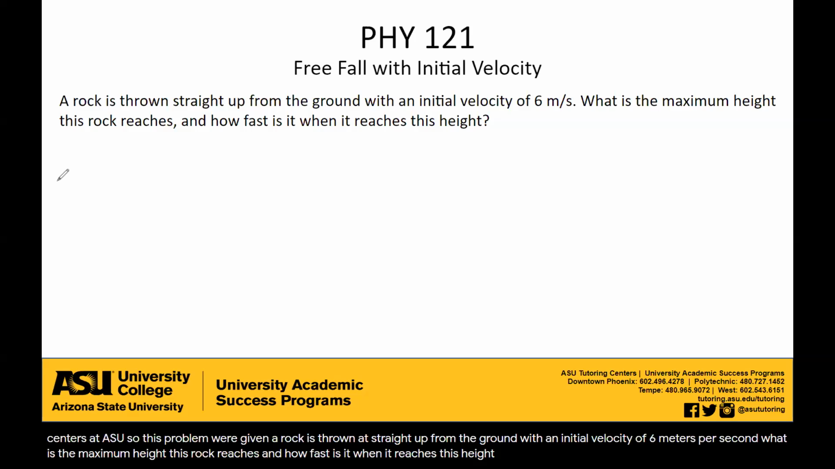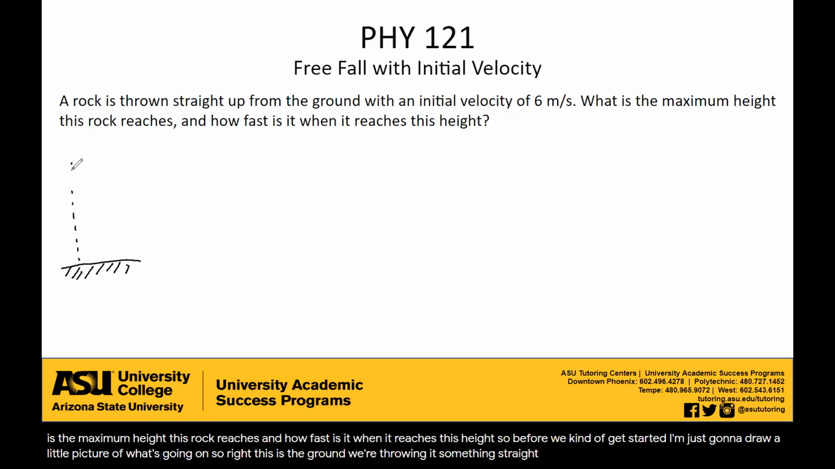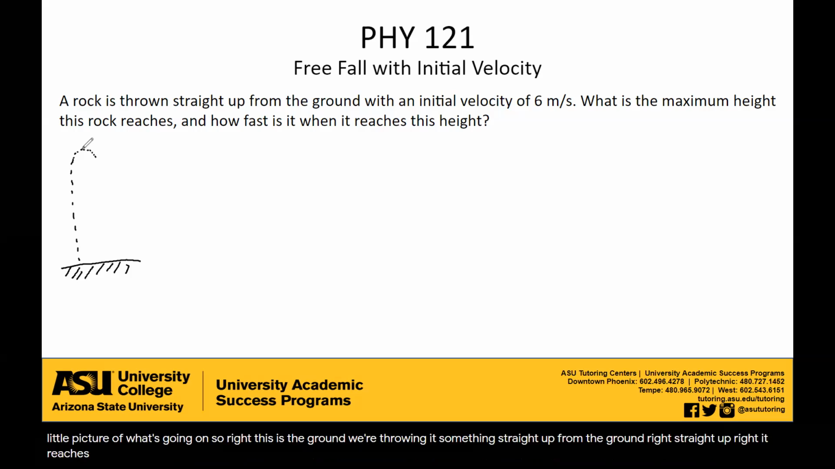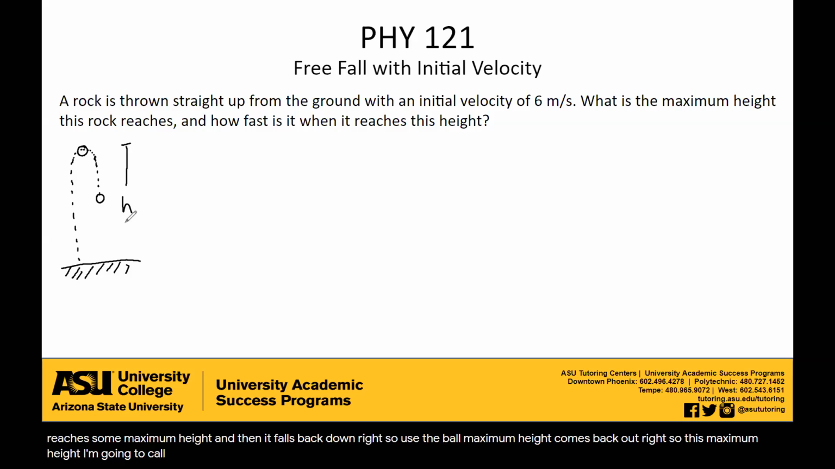Before we get started, I'm just going to draw a little picture of what's going on. This is the ground. We're throwing something straight up from the ground. It reaches some maximum height, and then it falls back down. So here's the ball, maximum height, comes back down. This maximum height I'm going to call h. That's the height that I'm trying to find.